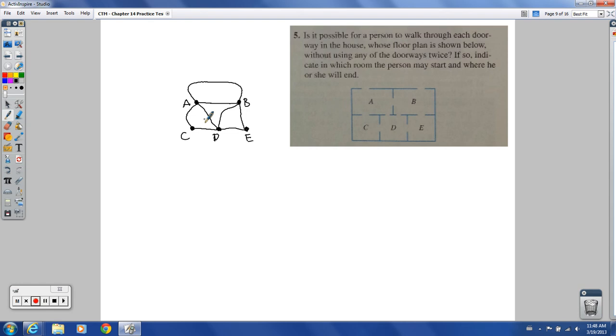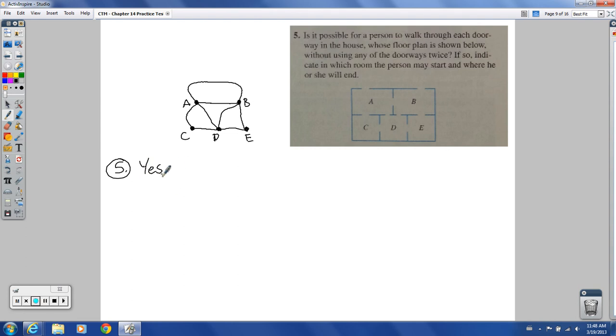Alright, so I'm looking for odd vertices. This one's even. It's got 2. This one's 1, 2, 3, 4. That one's even. This one's even. 1, 2, 3, 4. Looks like that's even. 1, 2, 3, 4. It looks like they're all even vertices. So because of Euler's theorem, we know that you could start anywhere with all even vertices. And is it possible? So number 5, is this possible? Yes, I would say it's definitely possible.